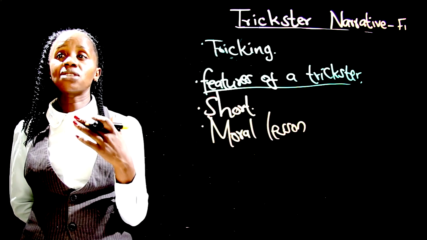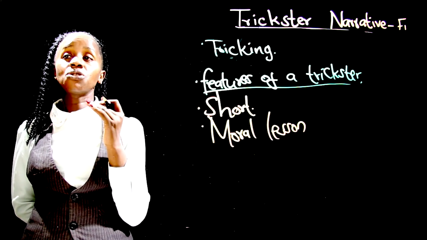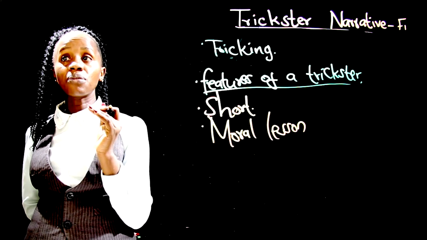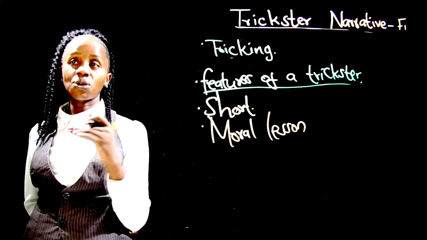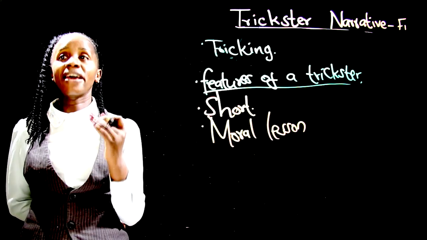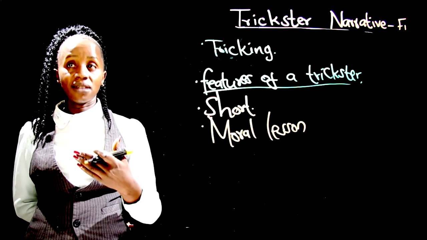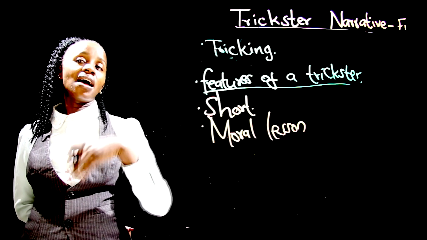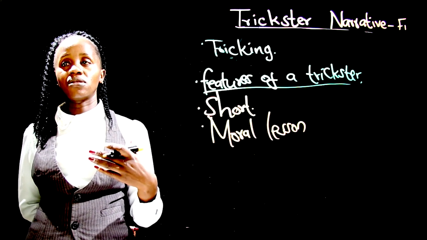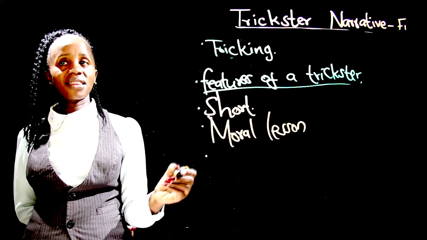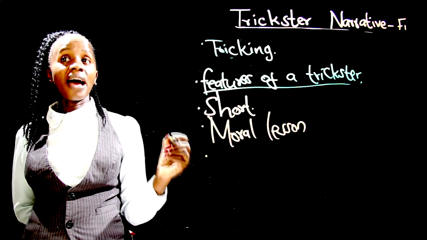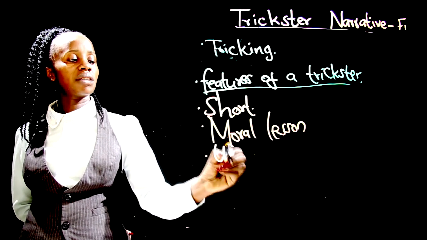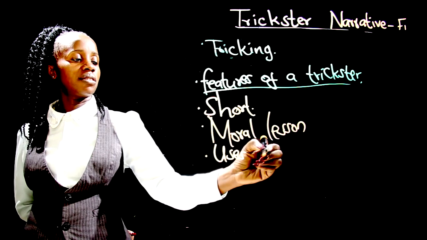You need to be cautious when you're dealing with people. You need to be cautious when you're dealing with even people that you call your friends, because many a time the hare pretends to be the elephant's or the hyena's friend, or even the lion's friend. Then the other thing, it uses animals as the main characters.